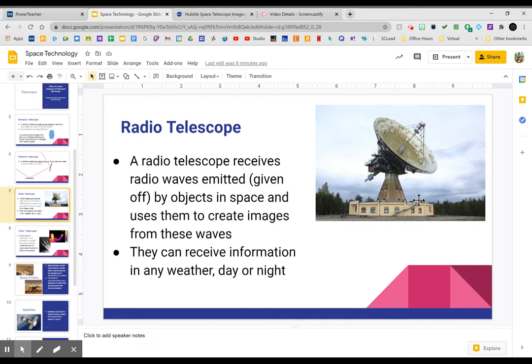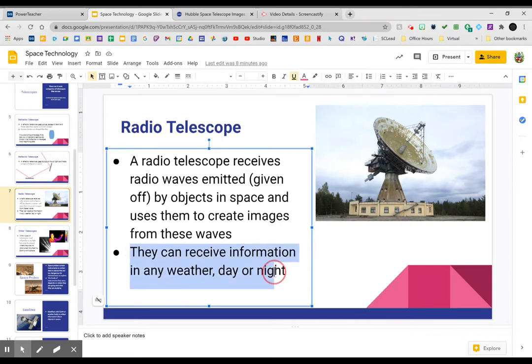Okay. And there's also something else really cool about radio telescopes. They can receive information in any kind of weather and day and night. So you don't have to necessarily have darkness to be able to see with that radio telescope because they're just looking at radio waves. They're not relying on light to be able to give us a picture.